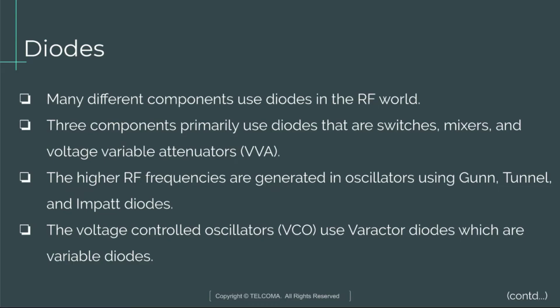Next is diodes. Many different components use diodes in the RF world. Three components primarily use diodes, that are switches, mixers, and voltage variable attenuators, that is VVA. The higher RF frequencies are generated in oscillators using Gunn, tunnel, and IMPATT diodes. The voltage-controlled oscillators use varactor diodes, which are variable diodes.